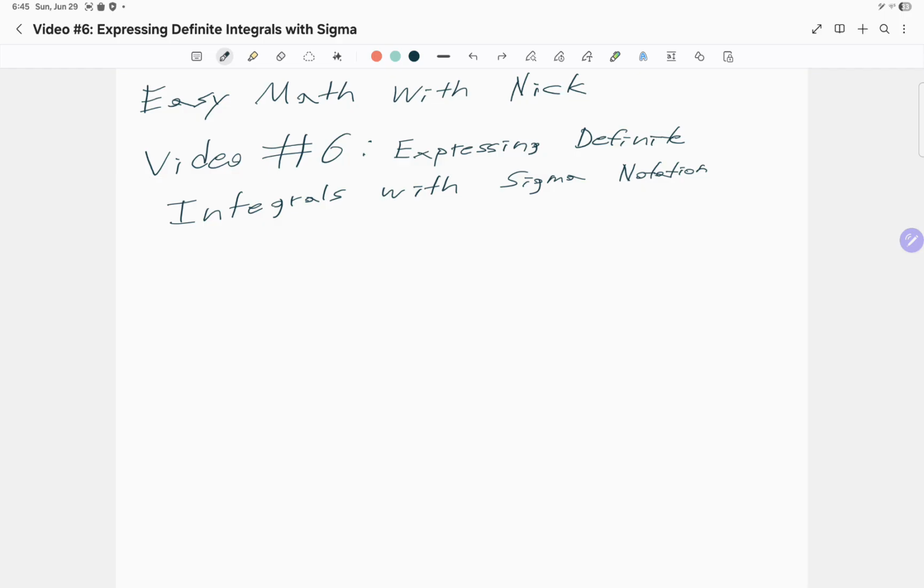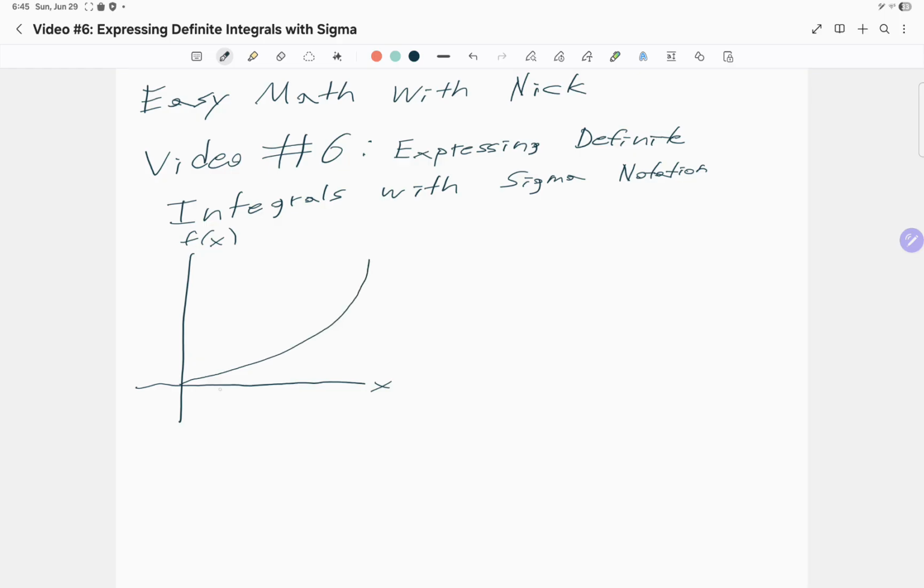So today's topic is expressing definite integrals with sigma notation. How we're going to tackle this is we're going to first look at this graphically and then make an equation from that graph. So let's say we have a function f of x. Let me just do a very crude graph. It's going to be something like this, roughly quadratic. There you go.